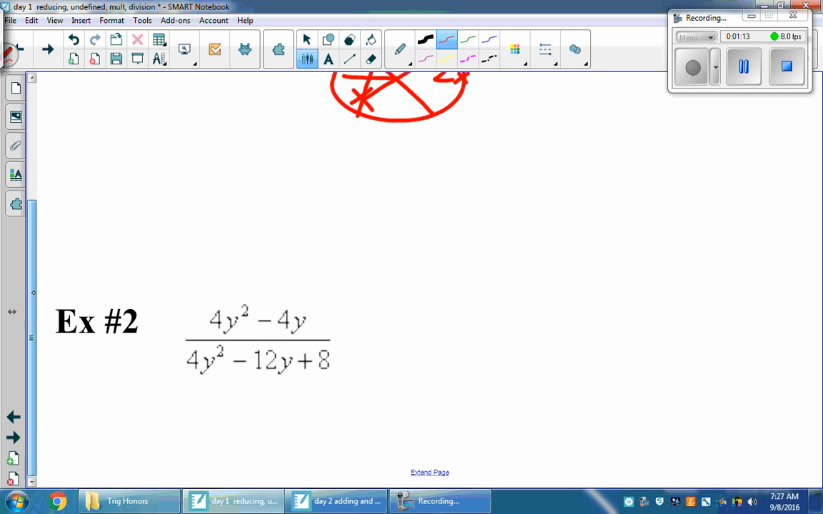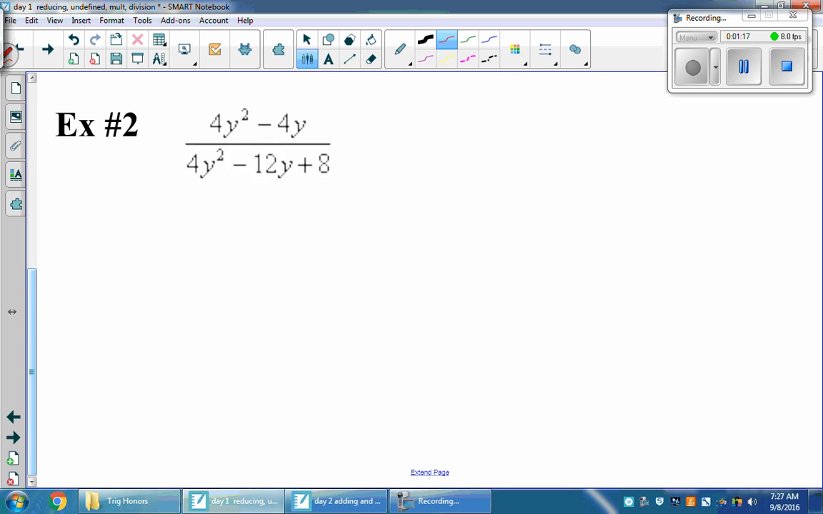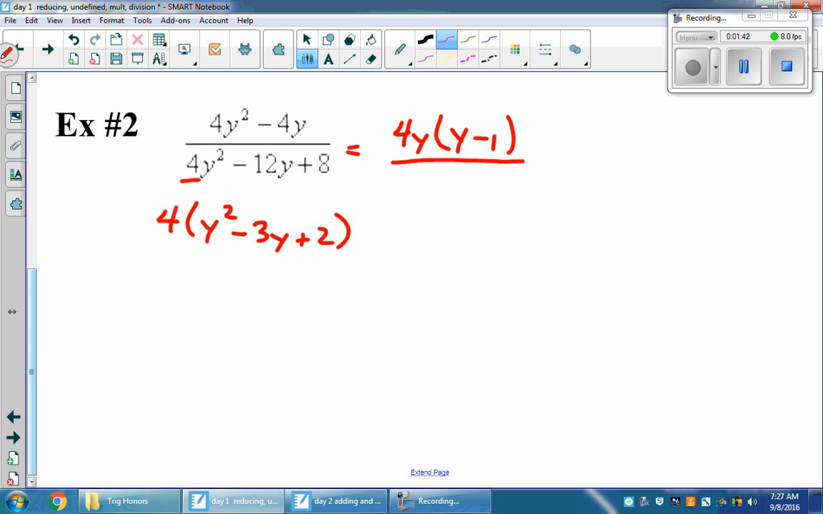Let's put down example 2, a little harder one. Again, it's all going to be based on can you factor. So I factor the top. 2 terms, go through your order. GCF, 4y, y minus 1. That's the top factored. The bottom, I look, leading coefficient is a 4. First thing I'm going to look to pull it out. There's 4 in every term, so I can pull it out. 4, y squared minus 3y plus 2.